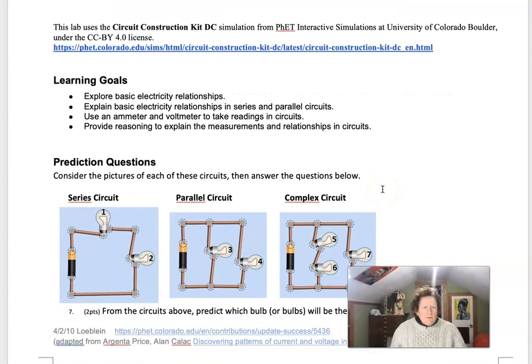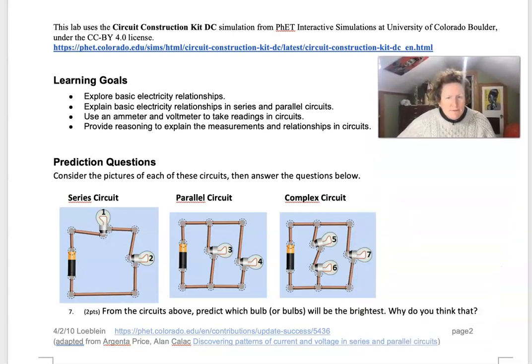So the learning goals here are to explore and explain basic electricity relationships in series and parallel circuits. So we're going to build some different types of circuits in this lab. We're going to use an ammeter and a voltmeter to take readings in the circuits.